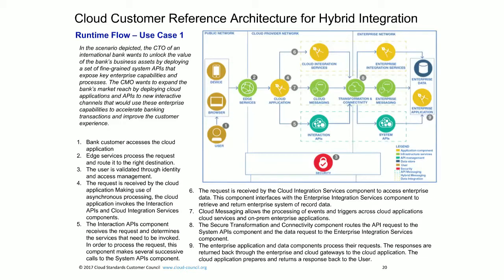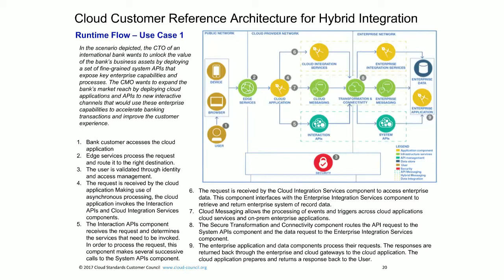So the request that is made by the user gets routed through the edge services that process the request and handle the routing to the correct destination. The security component is involved to validate the user, ensure that the user is who he or she says they are, through identity and access management. Once that's done, the request is received by the cloud application.